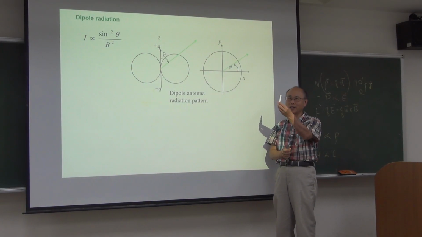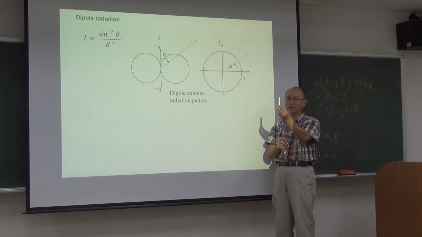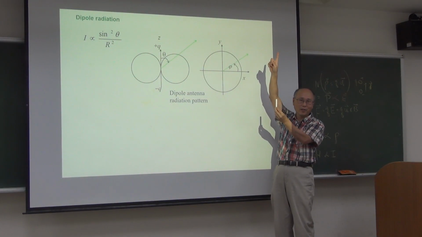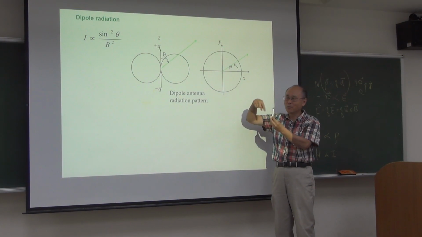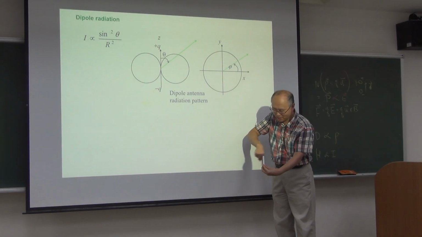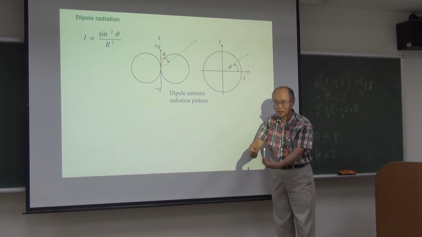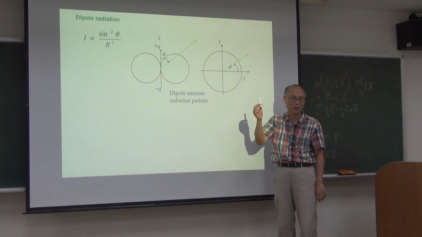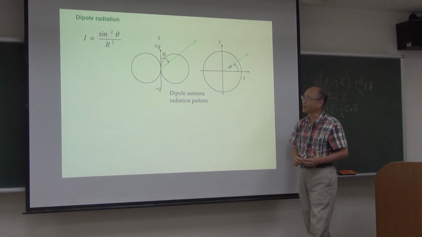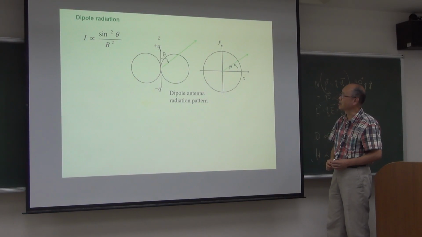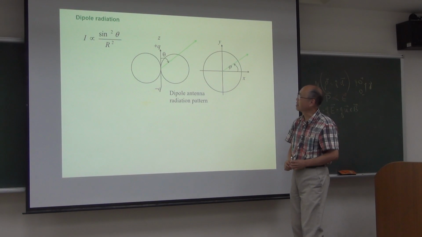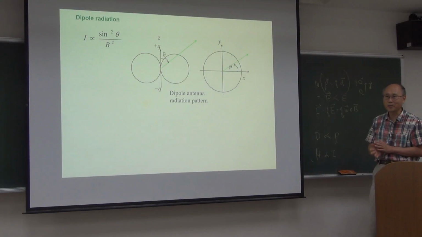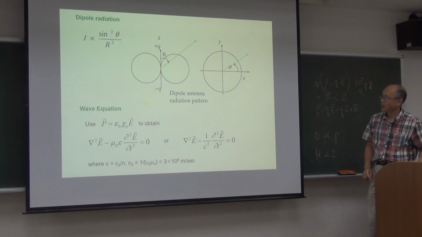Think about you have an antenna like this, and the charge oscillates like this, and there's no radiation along this direction. The strongest radiation is along this direction. But when you look around, just looking down, the radiation intensity along every direction is the same, because of symmetry. So this is the dipole radiation pattern, and this is the E plane, this is the H plane, if you still remember.